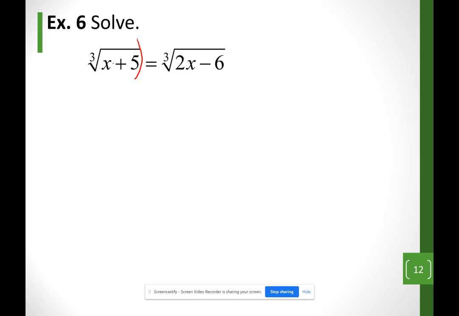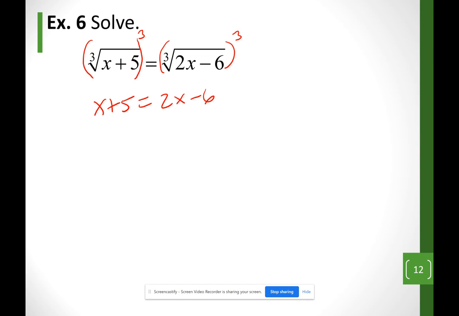So what I'm going to do, I'm going to raise everything to the third power. The square root and the square power cancel each other out, so the third root and the third power will cancel each other out as well. On the left side, I have nothing but x plus 5. On the right side, I have 2x minus 6.